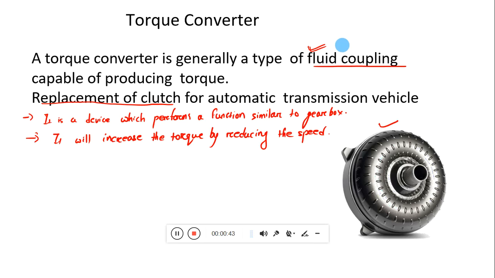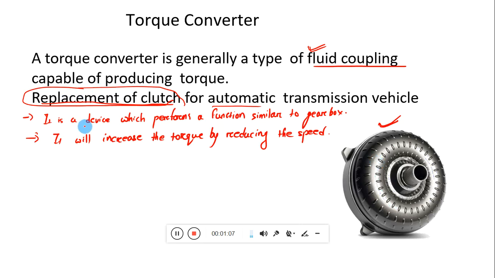Why is it used? Because it is simply the replacement of the clutch, to be used for automatic transmission vehicles. So this is the torque converter that we are talking about. It looks like this from the outside.